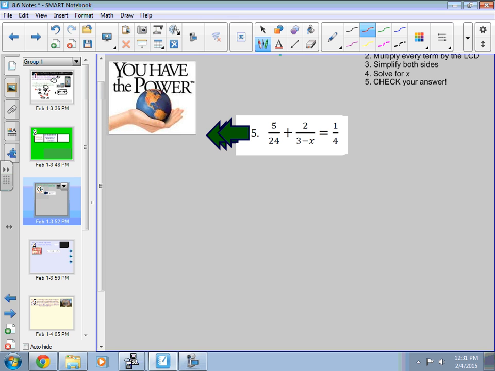All right, if you did this one correctly, you should have gotten a common denominator of 24 times 3 minus x would be the common denominator. So if you did all the correct multiplying and solved it out, this one should have come out to be negative 45 for the answer. And negative 45 is an okay answer. If you put that in for x, we're okay.